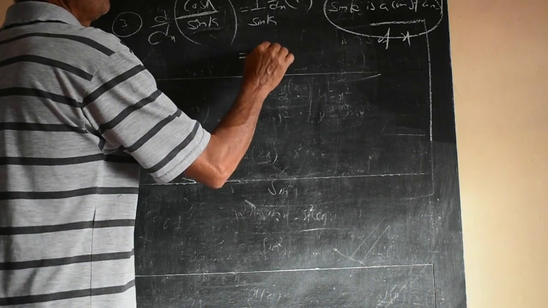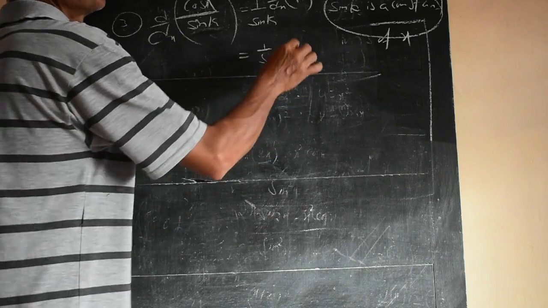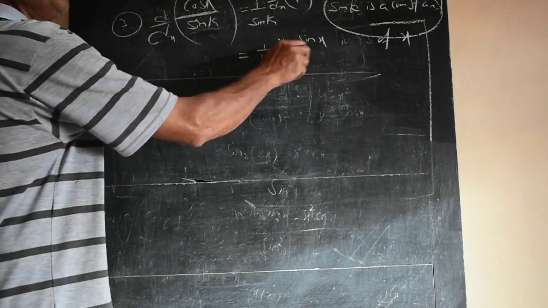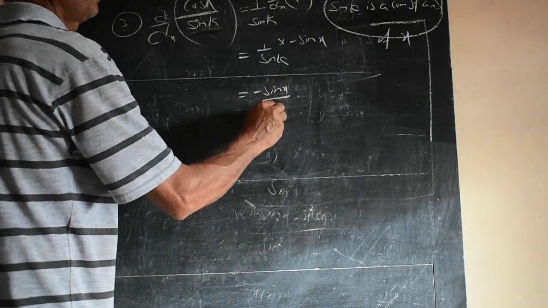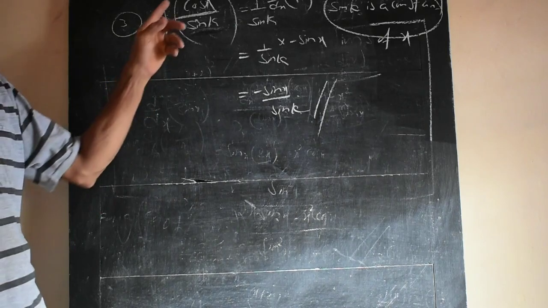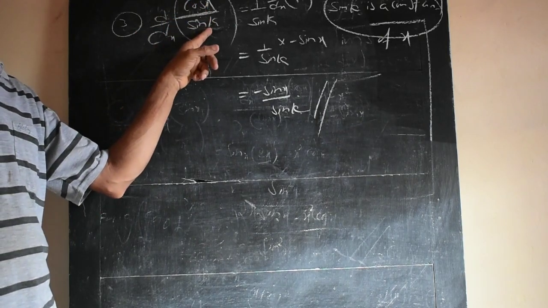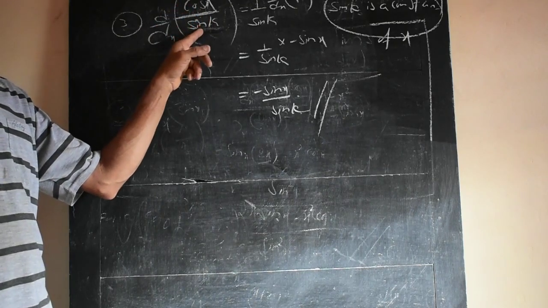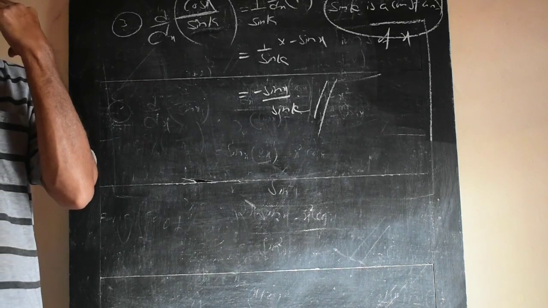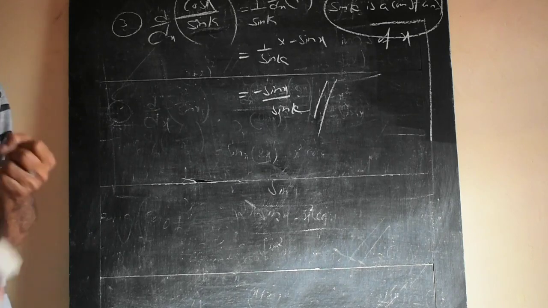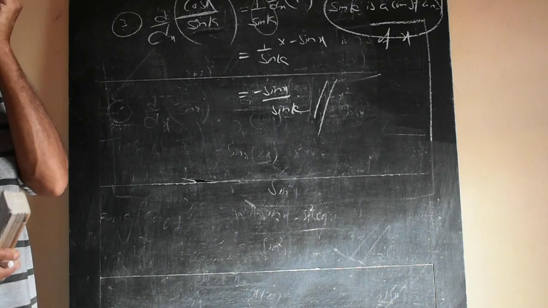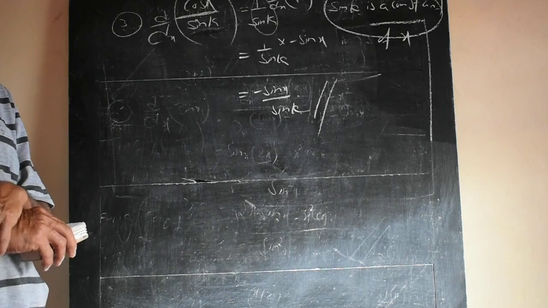Now it is 1 upon sin k into differentiation of cos x. What is the differentiation of cos x? Minus sin x. Therefore, 1 into minus sin x is minus sin x upon sin k. That's all. So while applying the quotient formula, both numerator and denominator should be functions of x. If either the numerator or denominator is constant, then the quotient formula is not necessary. Using the formula that differentiation of constant into function is equal to constant outside into differentiation of function, this concept is taken when there is a product of a constant and a function.